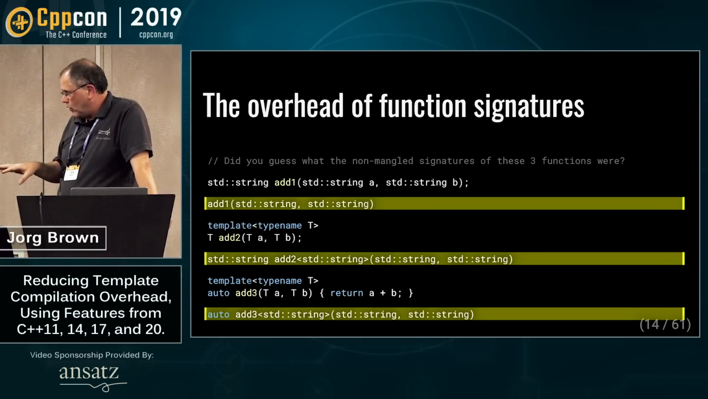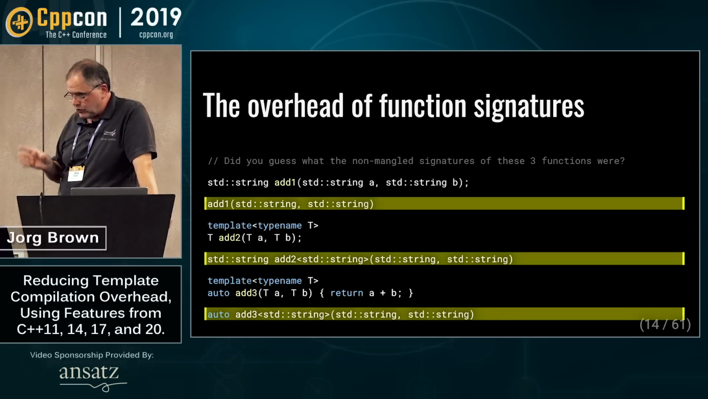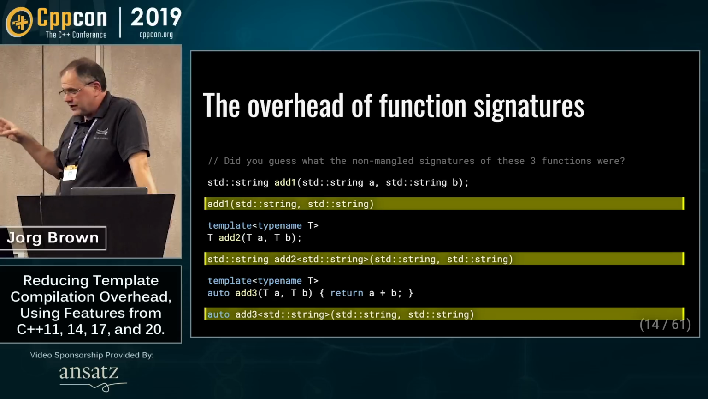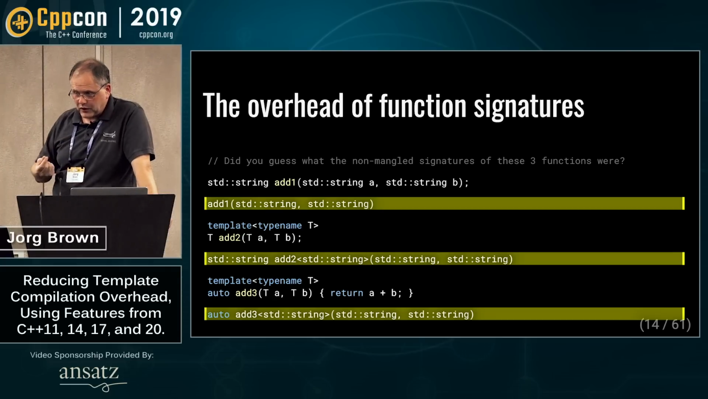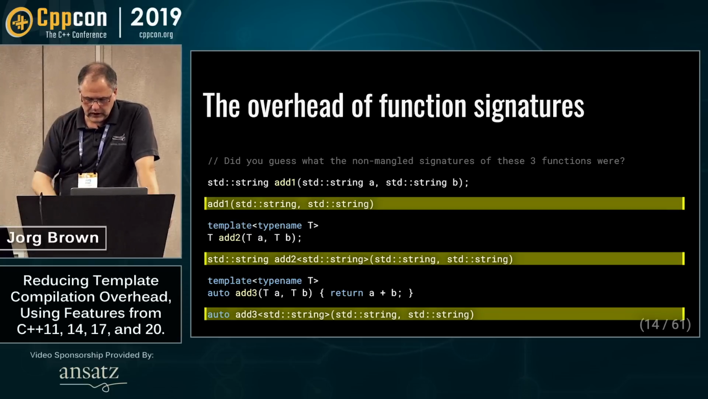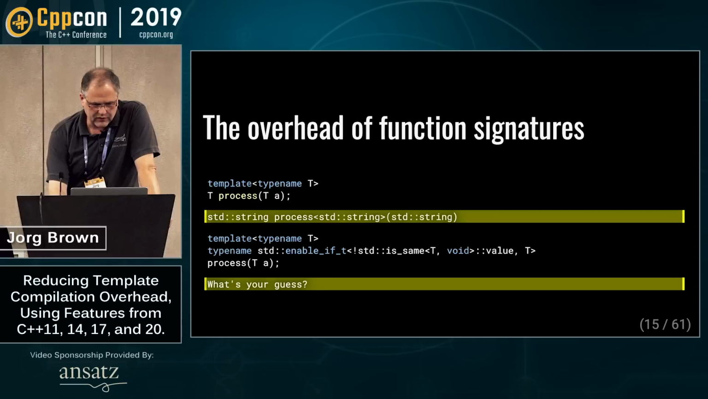And you can get rid of that overhead if you declare it by auto, because whatever the return type is just replaced by auto. Now, in this case, that's not a big deal. std::string actually is a special case in the mangler. It consumes almost no space. But in other cases, for example, if you're using enable_if, that can be a significant issue.